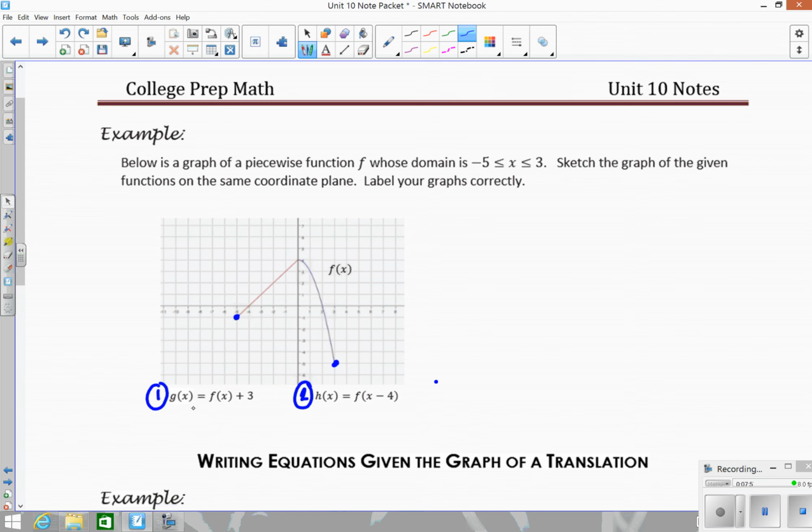So g of x, basically what it's saying is it took f of x and it added 3 to it. So since it added 3 on the outside, so if we're thinking about HIVO, if we're adding on the outside, that means it's going to be a vertical movement. So the +3, since it's vertical, we do the same as what makes sense, means we're going to take this function and we're going to go up 3 units.